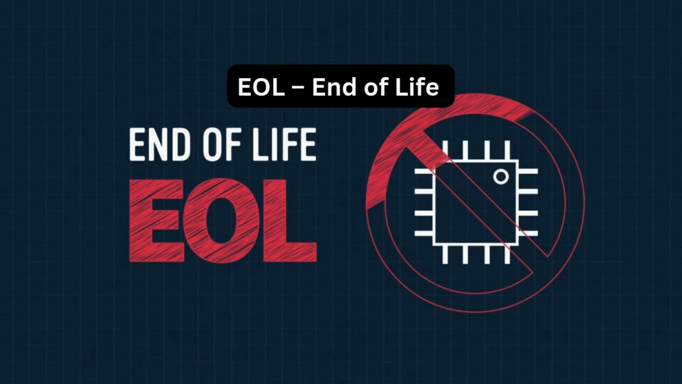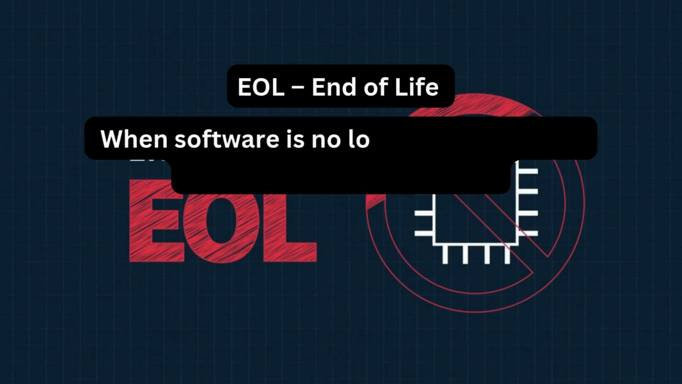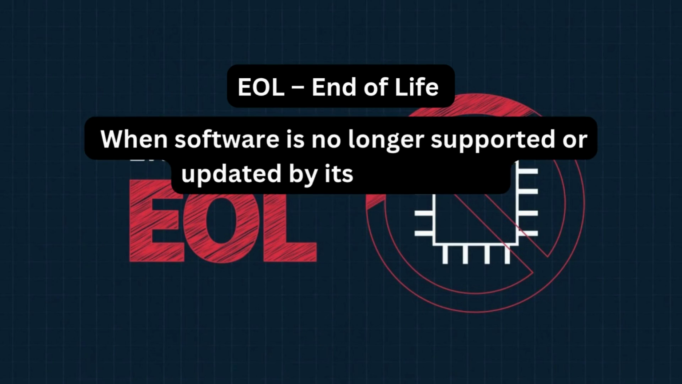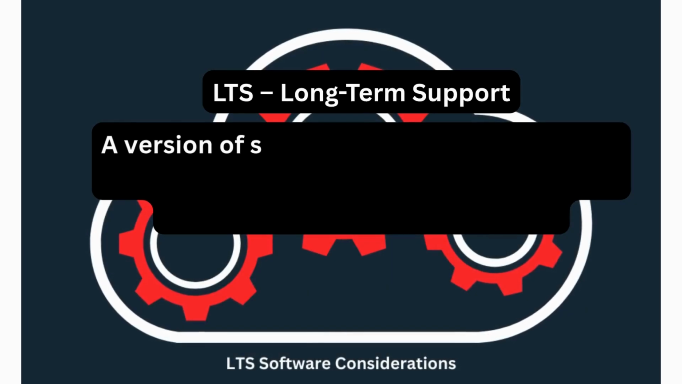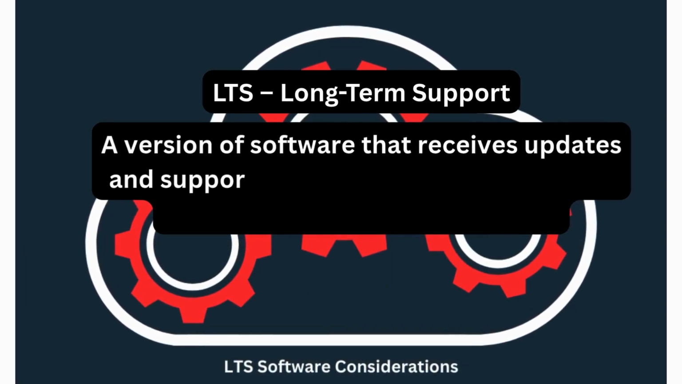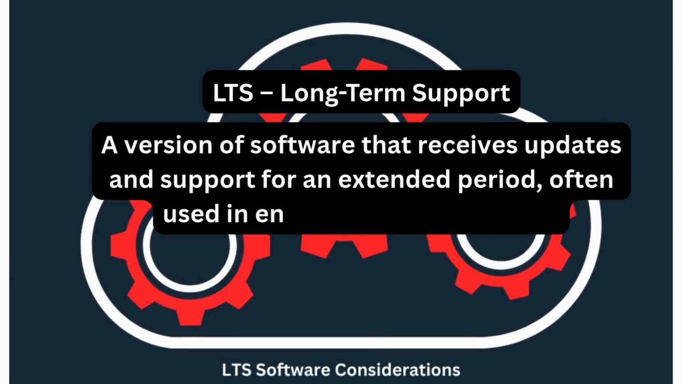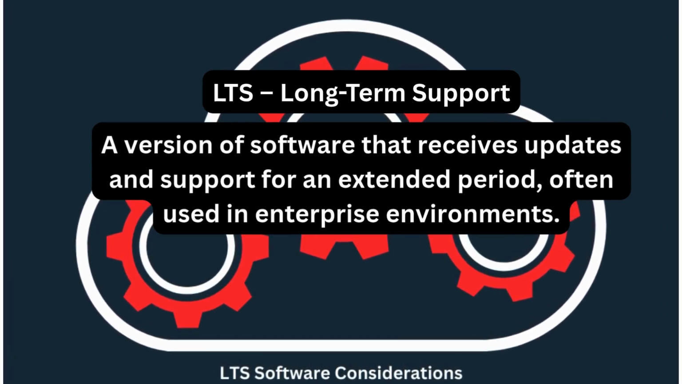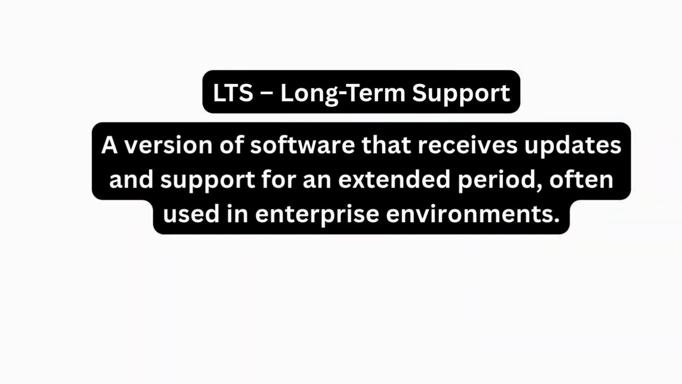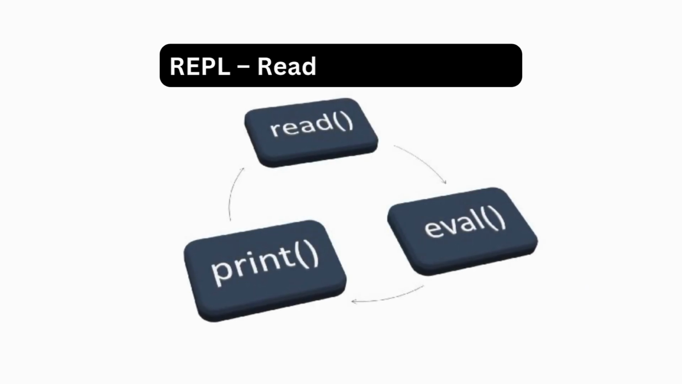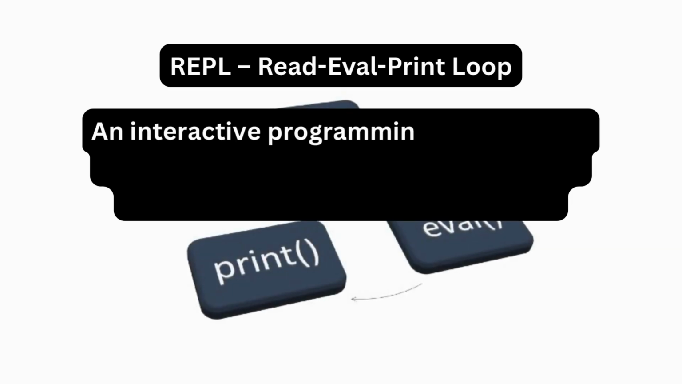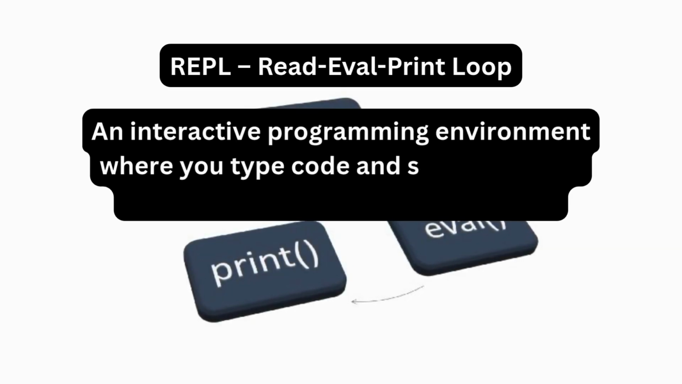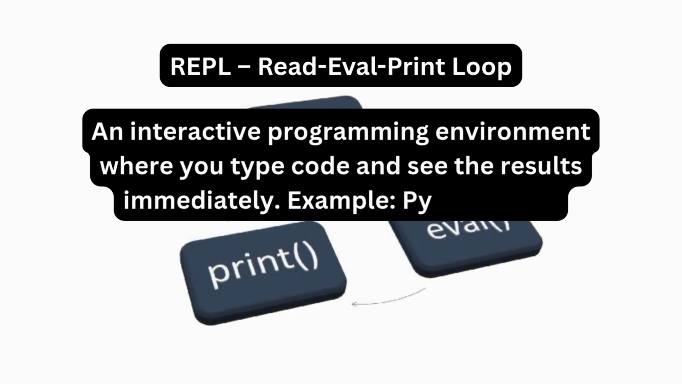EOL, End of Life. When software is no longer supported or updated by its developers. LTS, Long-Term Support. A version of software that receives updates and support for an extended period, often used in enterprise environments. REPL, Read Eval Print Loop. An interactive programming environment where you type code and see the results immediately.